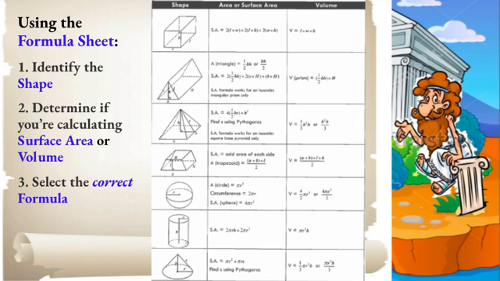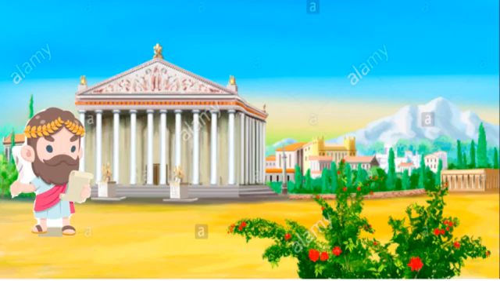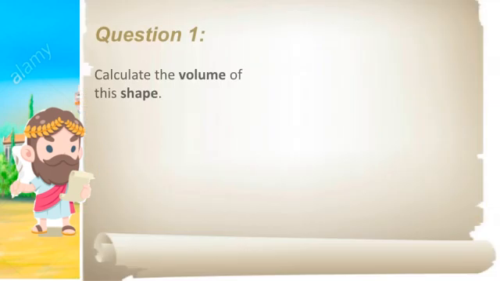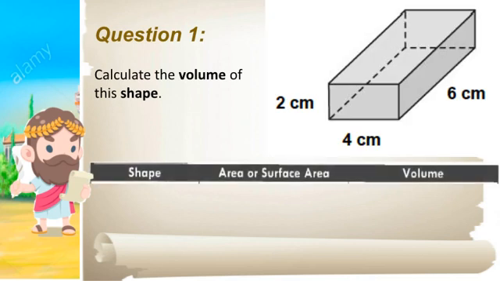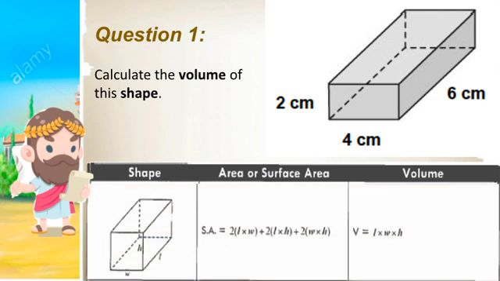Greetings. My name is Plato. I'm excited to teach you about volume and surface area. Let's begin with this problem, calculating the volume of this shape, with the dimensions seen here. First, let's determine what shape this is and choose the correct formula from our formula sheet. You're right, this is a rectangular prism. And the correct formula is the corresponding equation found in the volume column.